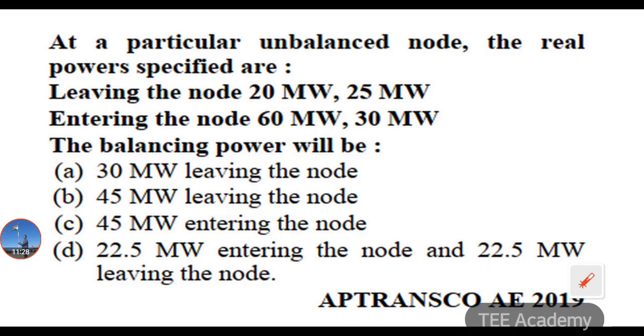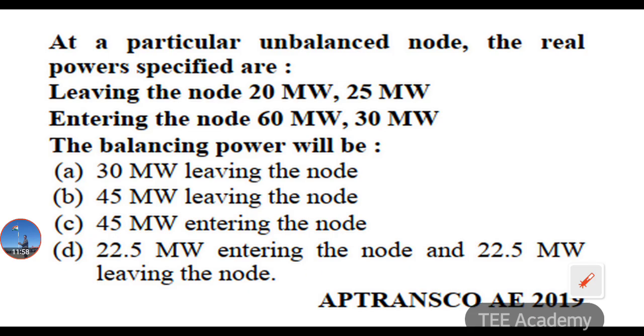Okay. Next question here. At a particular unbalanced load node, the real powers specified as leaving the node are 20 megawatts, 25 megawatts. So leaving is 25, entering is 60, 30. So entering is 60 plus 30, 90 megawatts. So what is the balancing power? Options: 30 megawatts leaving the node, 45 megawatts leaving the node, 45 megawatts entering the node, 22.5 entering the node and 22 megawatts leaving the node.